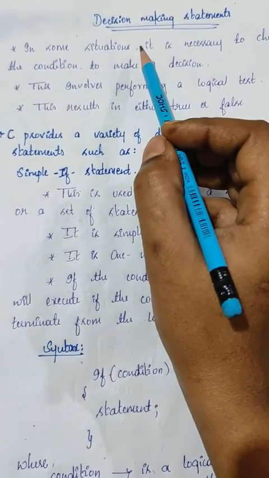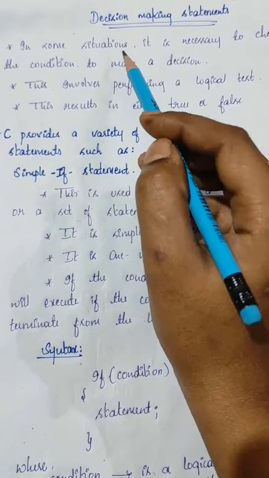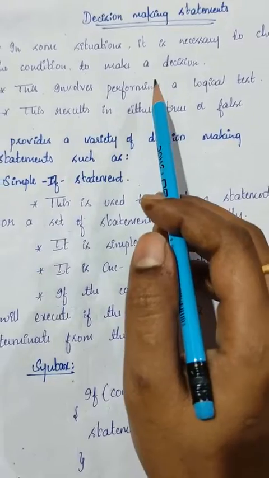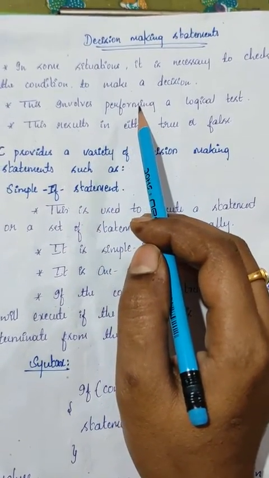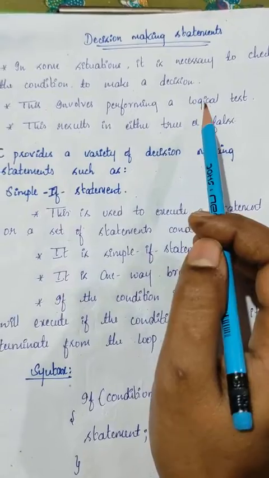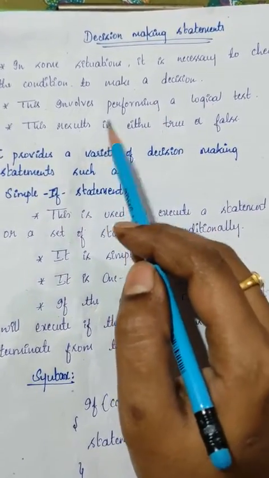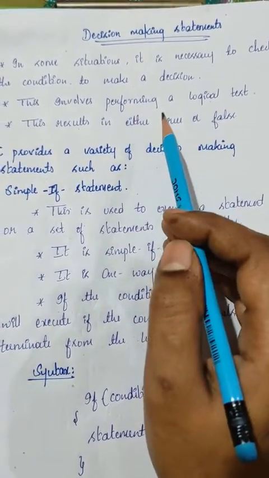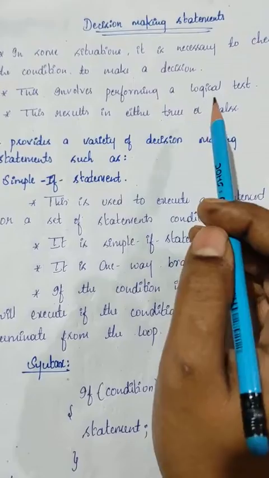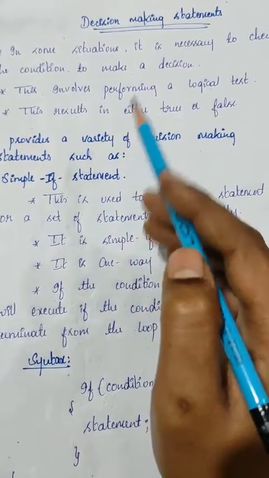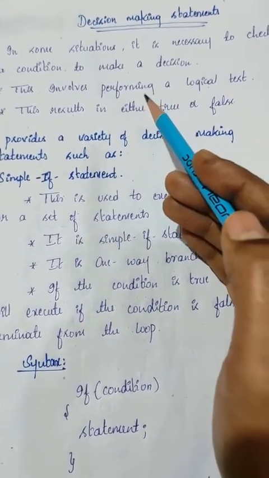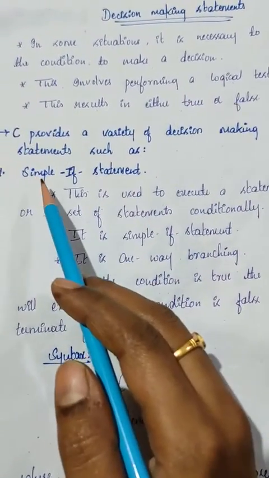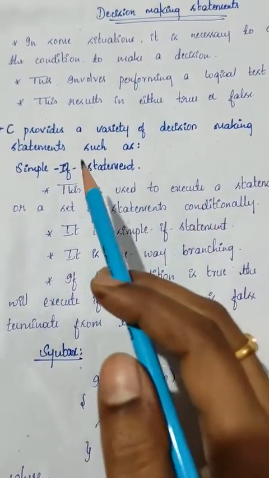Already we have seen how to make decisions, and in some situations it is necessary to check conditions and make a decision. So it involves a logical test. A logical test decides either a true condition or else a false condition. If it is true, we go for those statements. If it is false, we come back out of that statement. So it performs decisions based on the situation. According to the C language, it provides a variety of decision making statements.